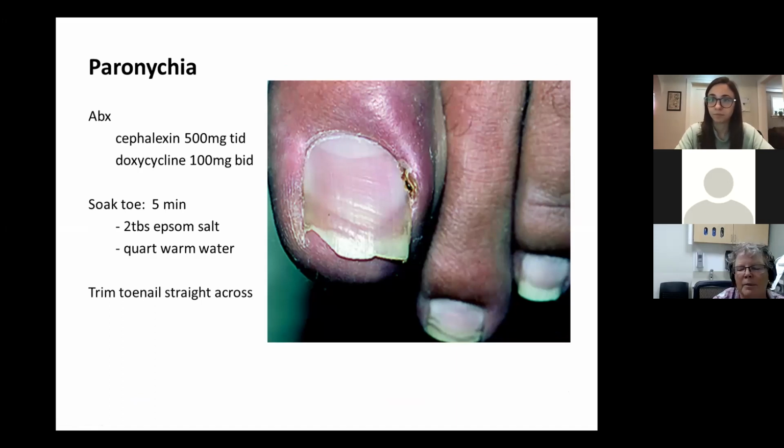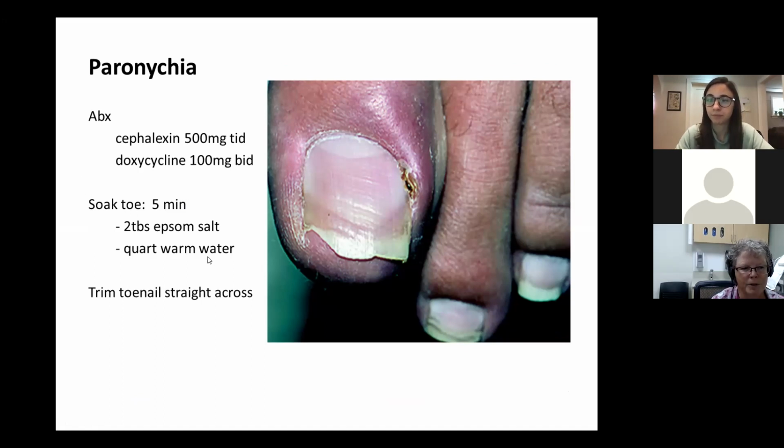So this one needs antibiotic. You could use cephalexin or you could use doxy. Instruct the patient to soak the toe about 5 minutes, and I tell people 5 minutes, not 30 minutes. 30 minutes of soaking is going to strip all the natural oils out of the skin and cause the skin to get dry and cracked, which will cause a second problem.